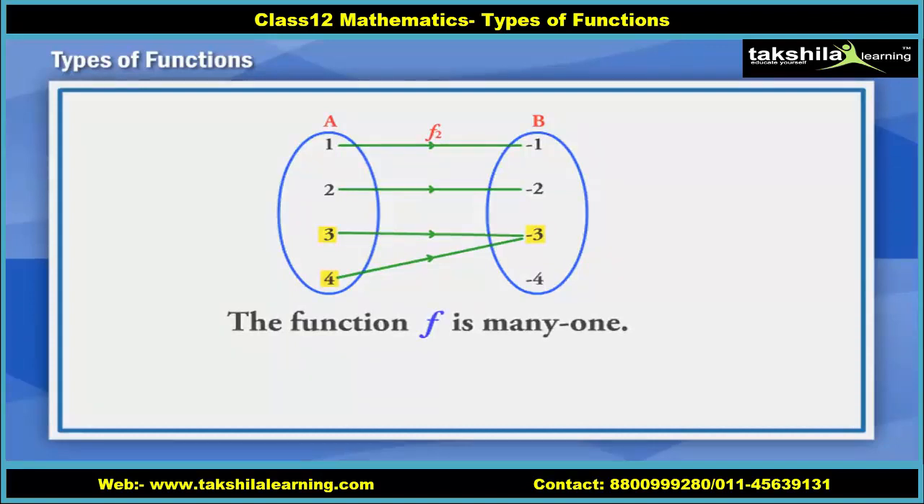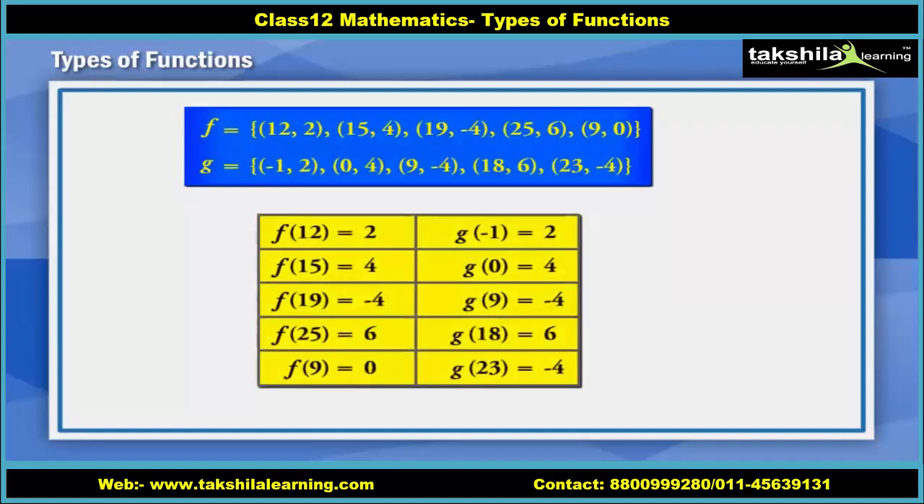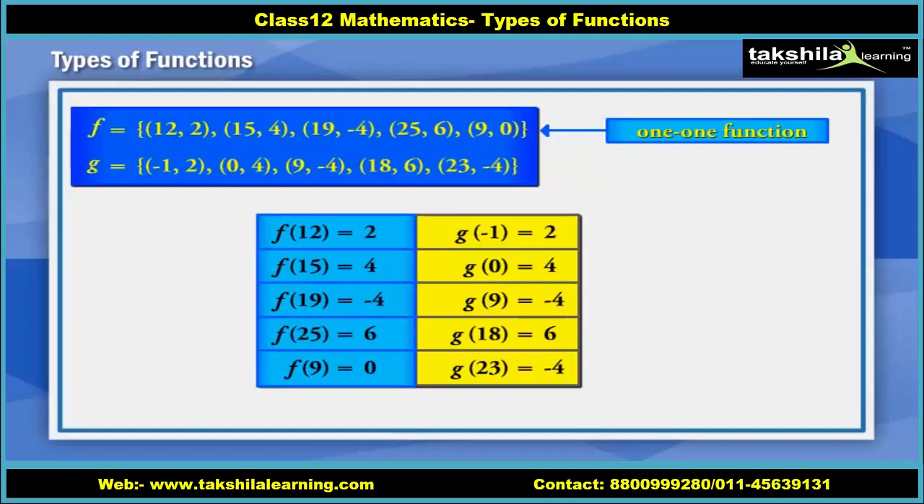Let us observe functions f and g. To check the functions for injectivity, we consider any 2 different values in the domain of the function and check that their corresponding outputs are different. In the first case, different elements have different images. Therefore, the given function is 1-1. However, in the second case, the image of 9 and 23 is minus 4. It means that g of 9 and g of 23 is equal to minus 4. Hence, the function g is not 1-1.